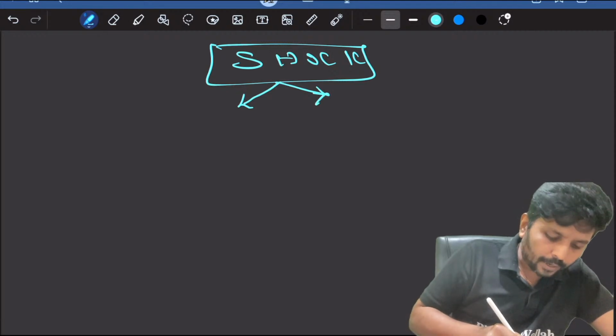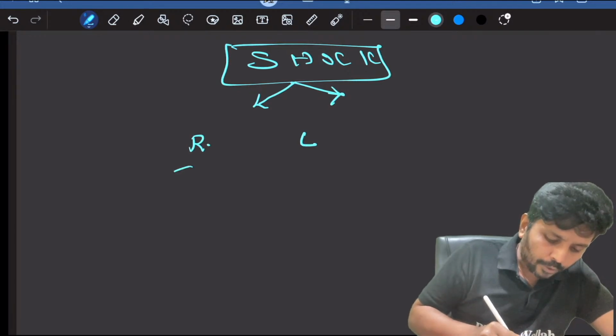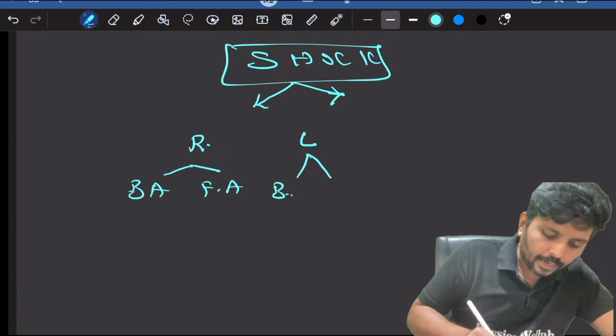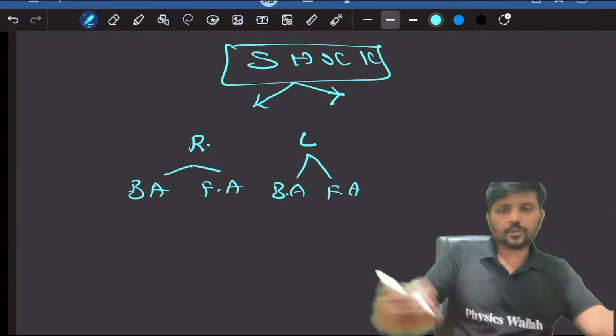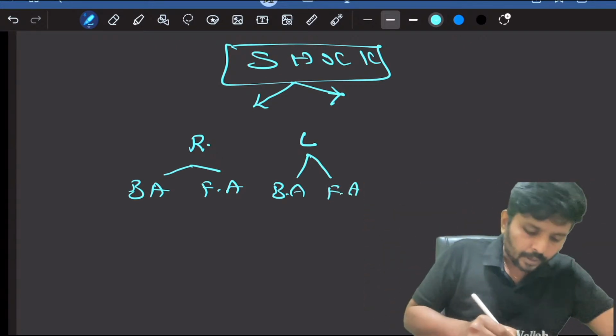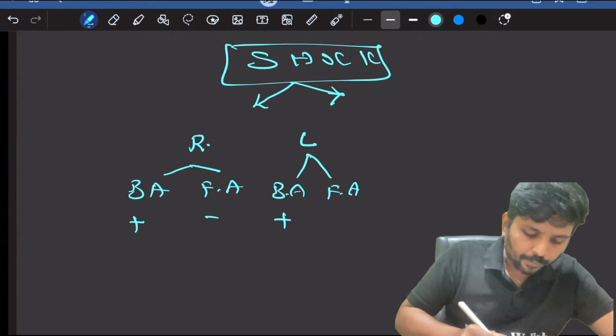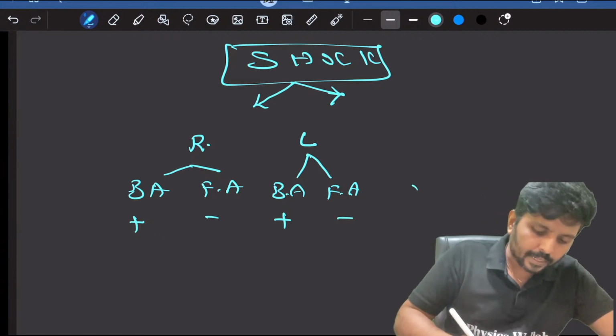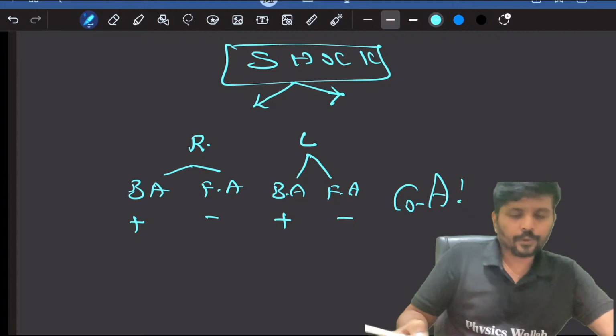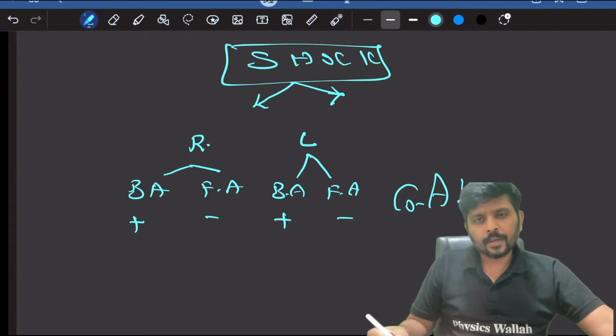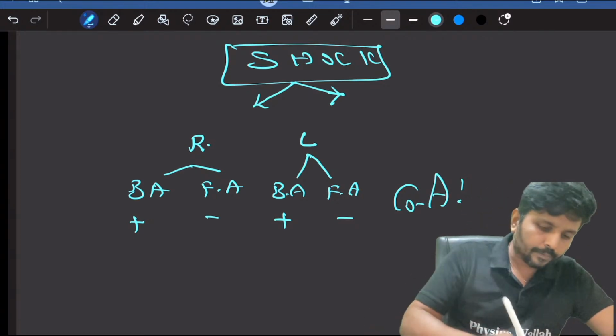you need to look for, so this is right side, this is left side. So here right side brachial artery, femoral artery, left side brachial artery, femoral artery. So this is brachial, femoral. When both brachials are present and femorals are absent, it is nothing but coarctation of aorta.